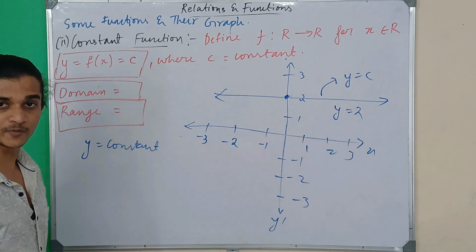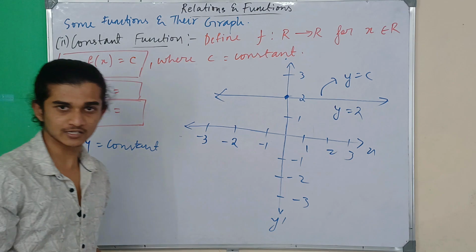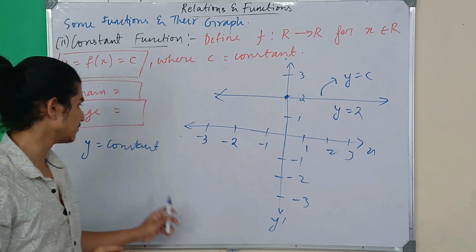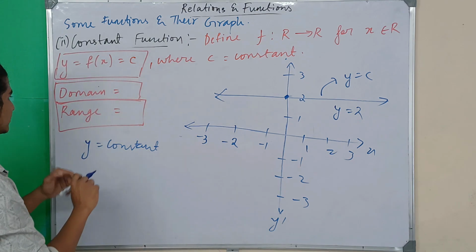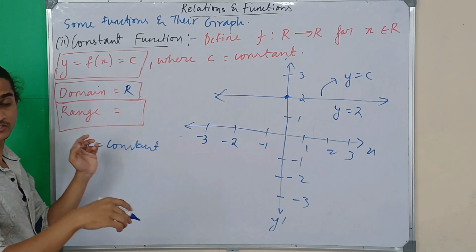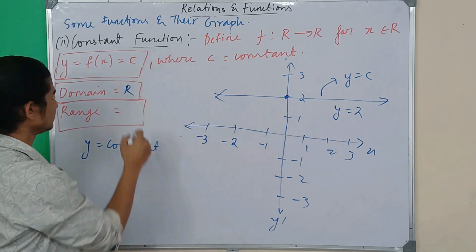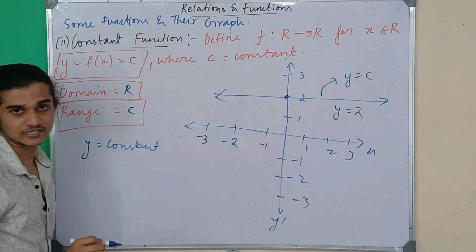Now, what are the possible inputs which you can give here? You can give all the inputs, and for every single input, you're going to get your output every single time as that constant number. So your input, or domain, is going to be all real numbers, whereas the range, which is the output you can get, is every single time the constant number, which is C. So this was about constant function.